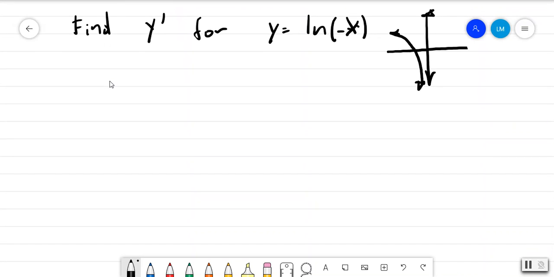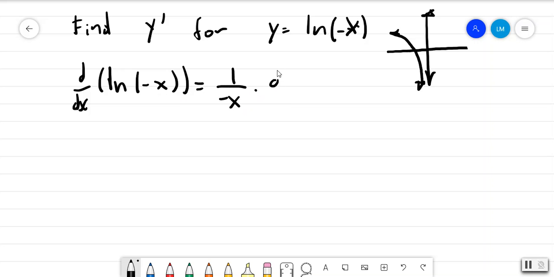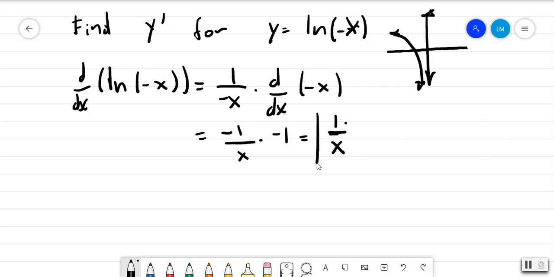So when we take the derivative of the natural log of negative x, we do it the exact same way. That would be 1 divided by negative x multiplied by the derivative of negative x. That's just chain rule. So that gives me negative 1 over x multiplied by negative 1, but that's the same thing as 1 over x. So the derivative of the natural log of negative x is still just 1 over x.